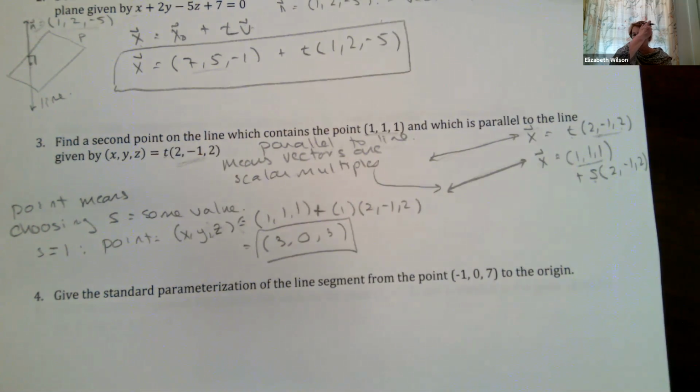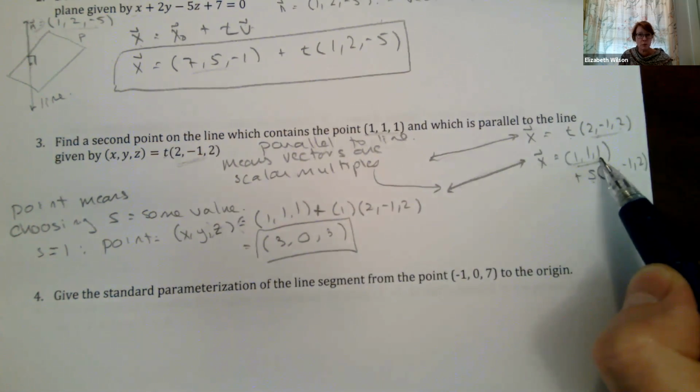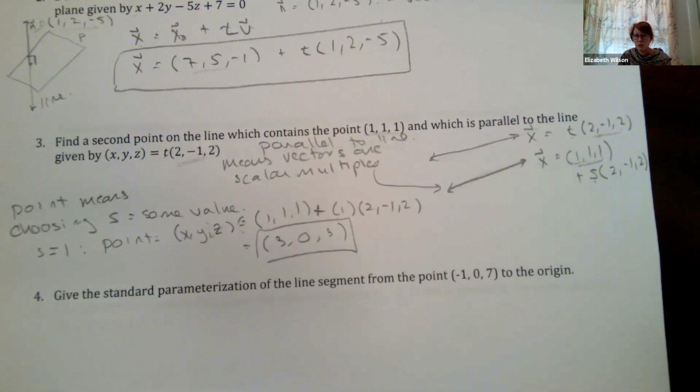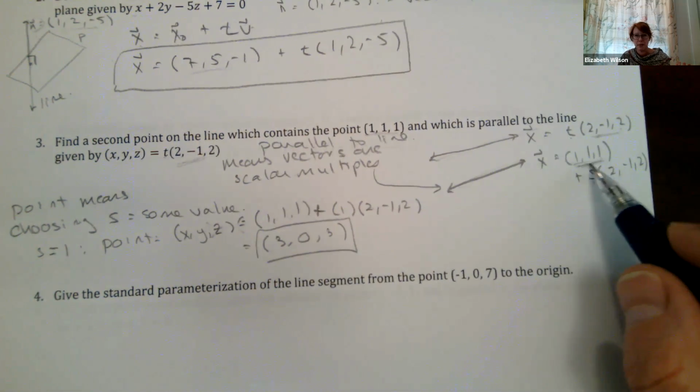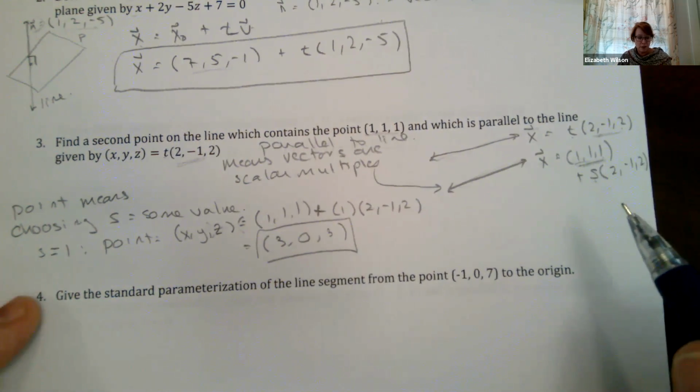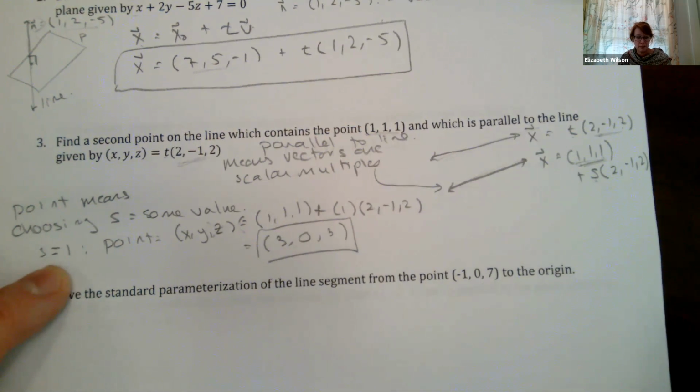So now, finding a second point: the first point is (1, 1, 1). Finding a second point means I'm going to choose some s value. I can choose whatever value I want, right? I don't want to choose 0 because that would give me the same point that they just gave me. So I'll just make it easy for myself. I'll choose s equals 1. I just chose that randomly.